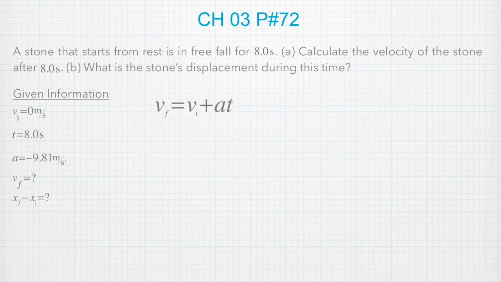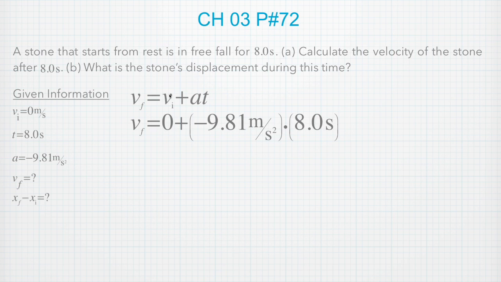Okay, hopefully you chose this one. This is the thing we want. We know this, and we know the time. So let's plug in our data. Our initial velocity is 0 because we start from rest. Our acceleration is negative 9.81 meters per second squared because it's gravity. And we're told that our time interval is 8 seconds.